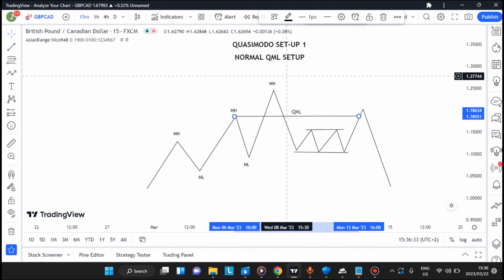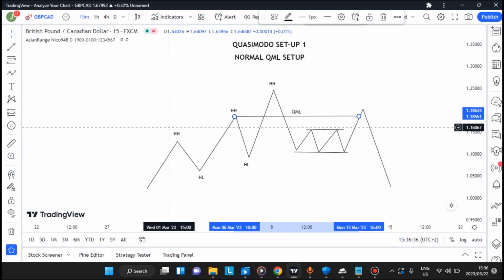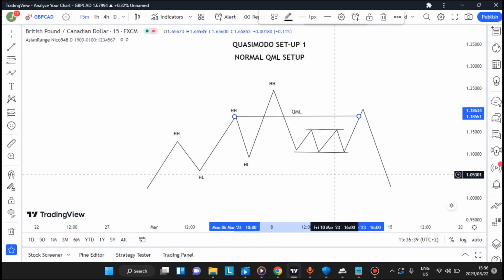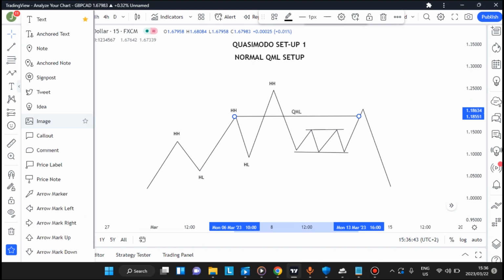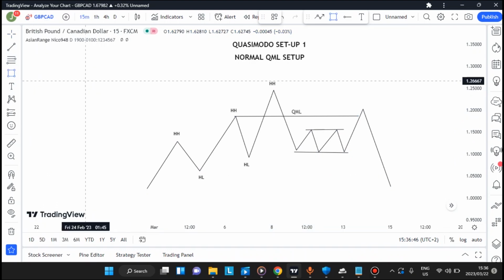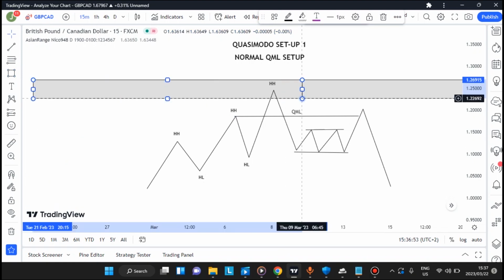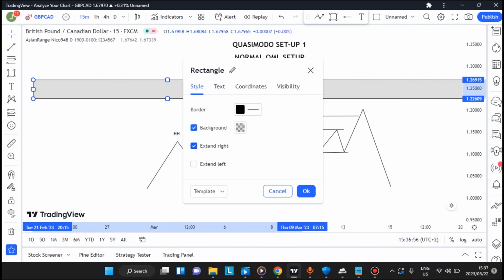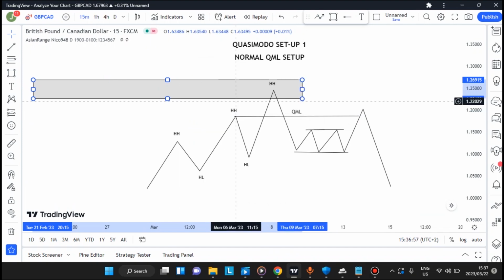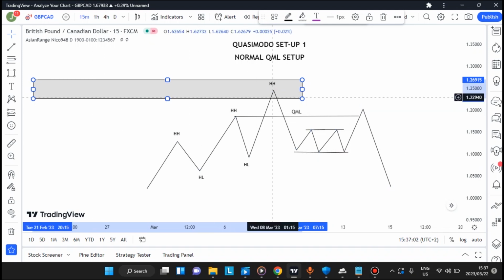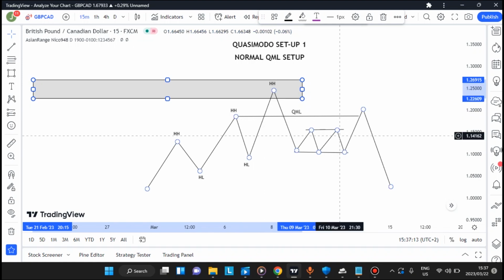Now this first setup works when we just tapped into a higher time frame order block. Let's say here we had a higher time frame order block, and the market came into this order block here, and then when it reached the order block, the market started pushing down. So the normal setup works when we just tapped into a higher time frame order block.